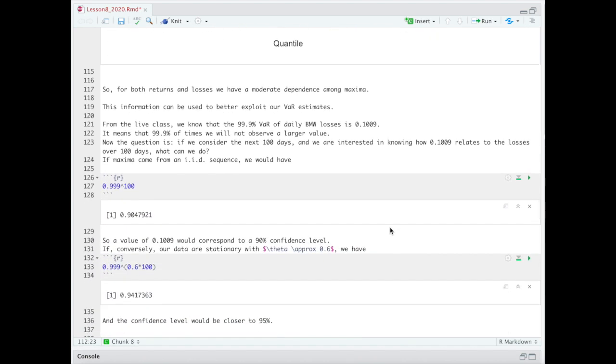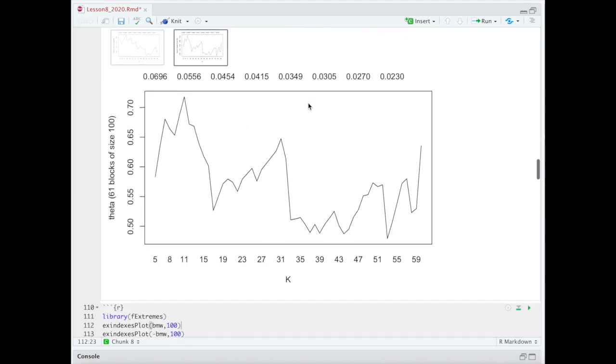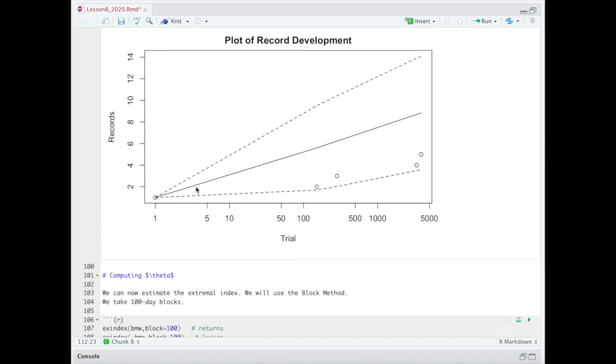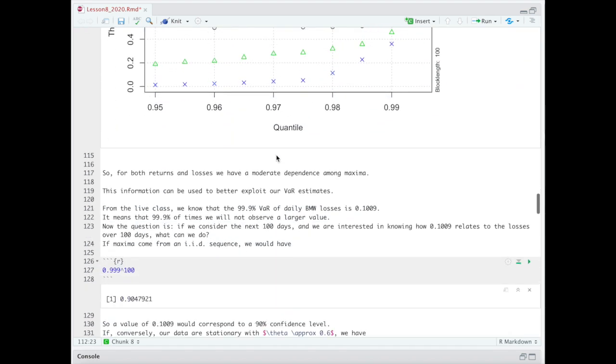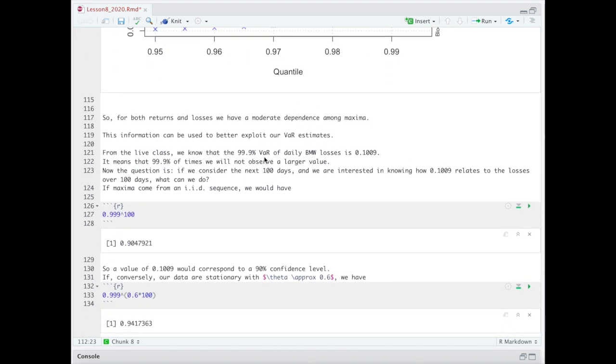So what's the interpretation of the theta parameter? It is the following. Once we know that there is a theta which is different from 1, that would correspond to the case of i.i.d. observations, that in the record plots would correspond to seeing these dots not here but rather here on the line, we can use the information of theta to get a better grasp of the maxima behavior in our data.